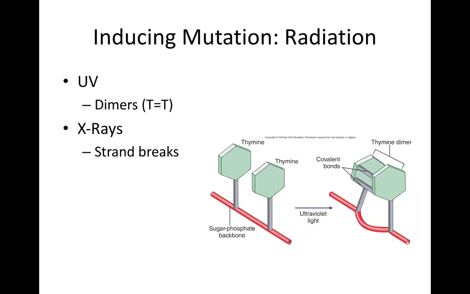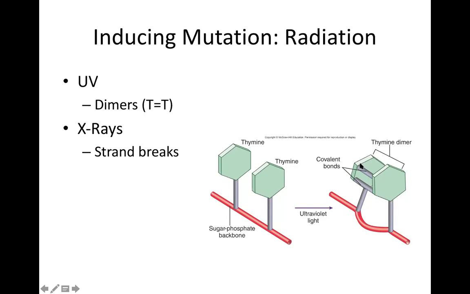Another way that we can induce mutations that's not chemically induced is radiation. When you hit DNA with UV radiation, you cause dimers to form between thymines. Again, this would be like going outside without suntan lotion. You also have X-rays, a type of radiation, and this induces strand breaks. I don't have a picture that shows that, but you'd be breaking the backbone of the DNA. If you break the backbone of DNA, it's very hard to replicate it, transcribe it, or translate it.